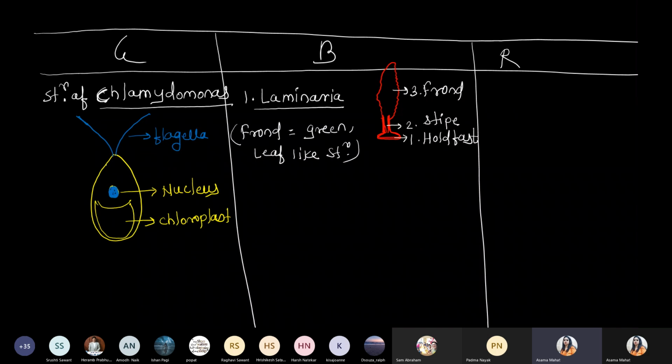There will be 3 sections. At the base is the holdfast. Now there is a stem-like structure, the tip, and above this structure is the frond. Frond means it has a leaf-like structure, green in color. That typical structure is called the frond. Now the second example, fucus. The characteristic feature of fucus is the presence of an air bladder.